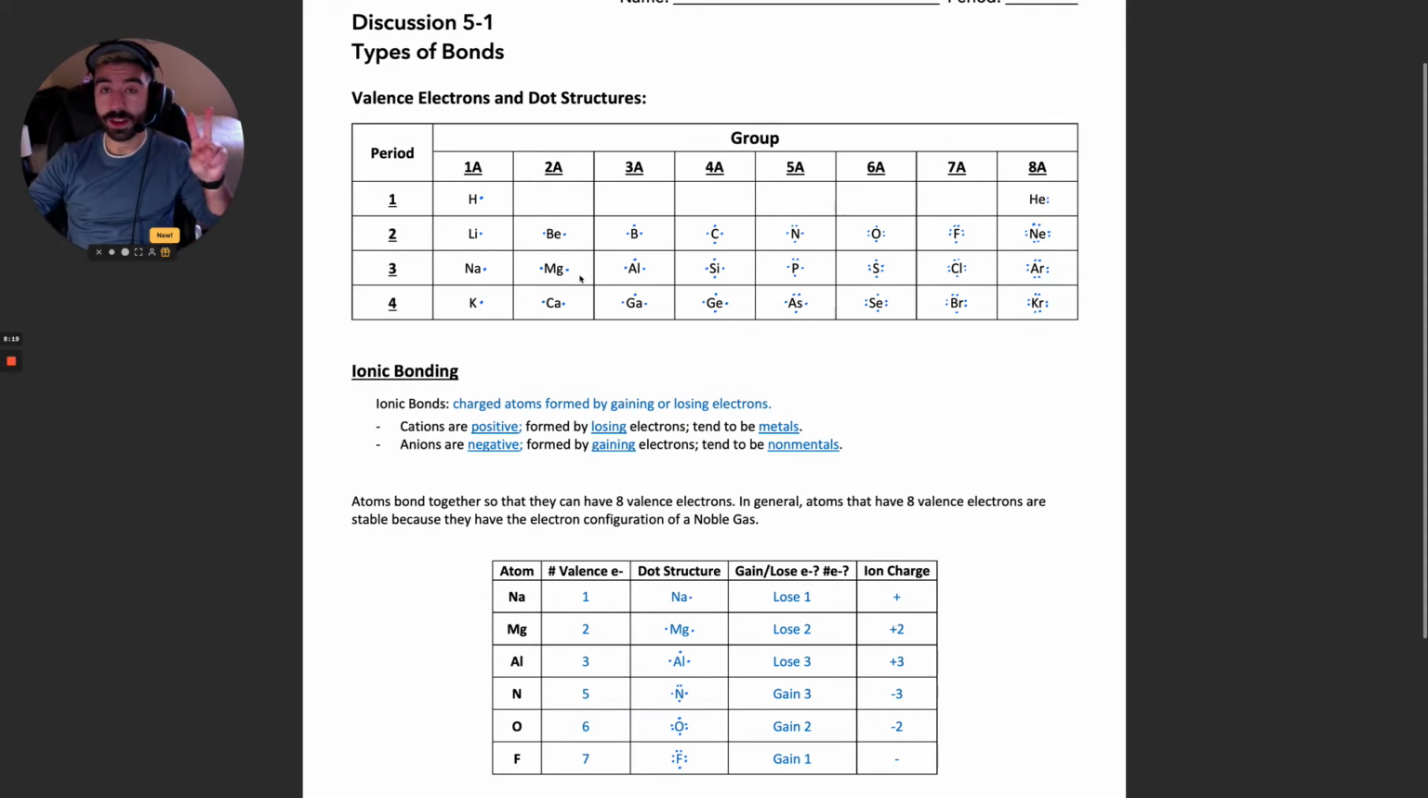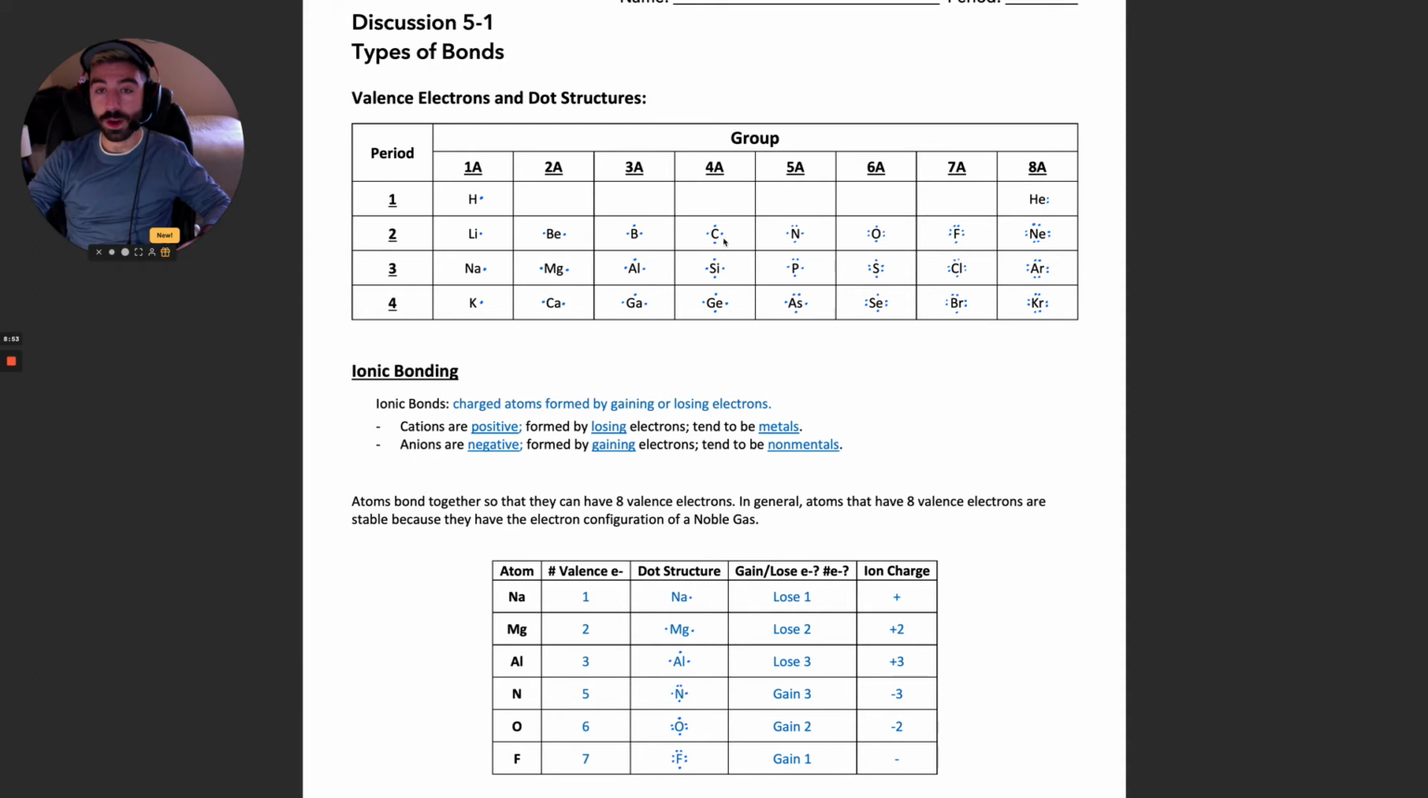Now this trend continues with magnesium. Magnesium has 2 valence electrons. Now is it going to gain 6 to get to argon or lose 2? Well, it's going to lose 2, right? That's the shortest pathway. And so if it now has 2 more protons than electrons, it has a charge of plus 2. Aluminum, same idea. It could gain 5 or it could lose 3. It will lose 3 to get the noble gas configuration of neon, and it'll have a charge of plus 3.